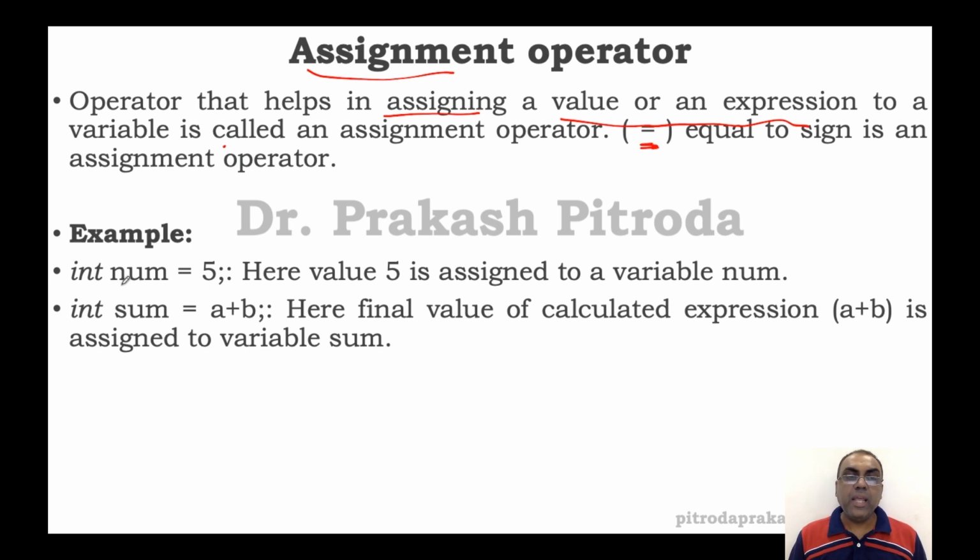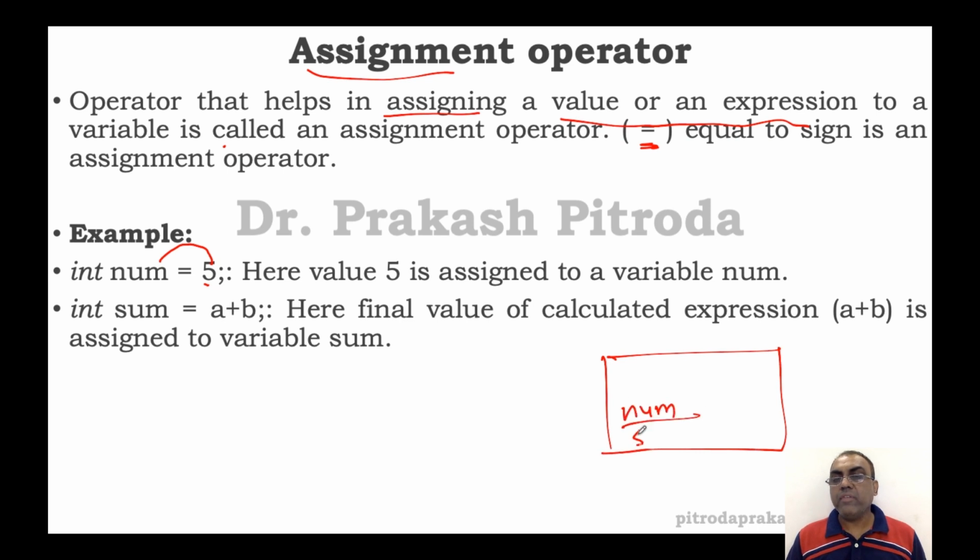When I say int num = 5, it means that in memory, inside the num variable, 5 has been stored. So whenever we call num, the value 5 is supplied. Similarly, sum = a + b means that wherever sum is used, the values of a and b will be applied, the total will be computed, and the actual value will be stored there, which is the sum of a and b.